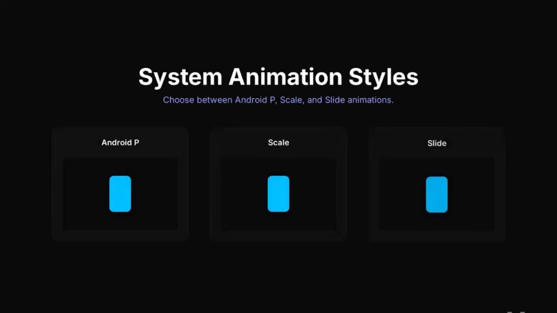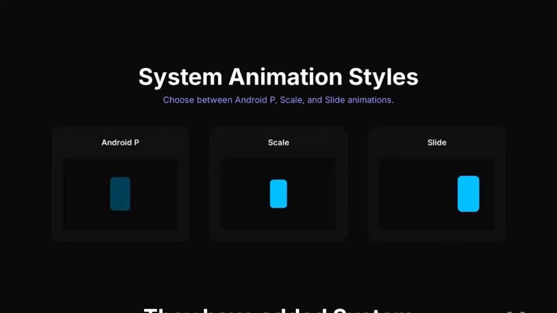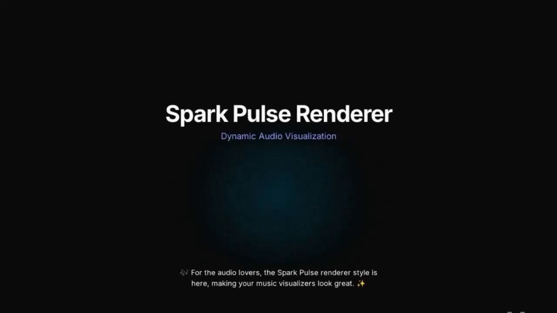Now let's talk about motion. They have added system animation styles, allowing you to choose between Android P, scale, and slide animations. For the audio lovers, the Spark Pulse renderer style is here, making your music visualizers look great.